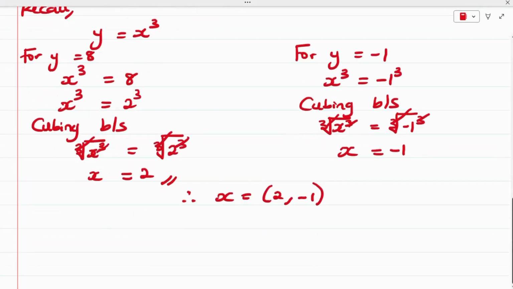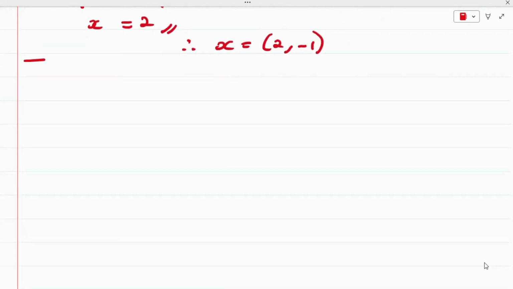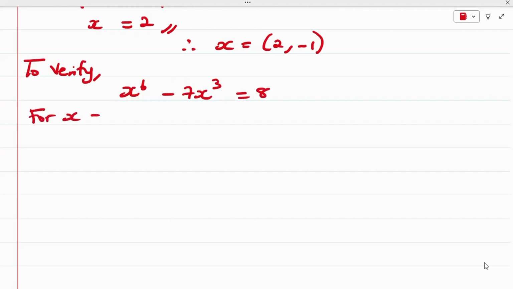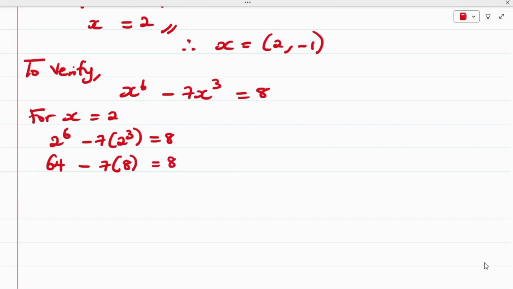So let's simply verify to show if our answer is actually correct. To verify, we have the expression x raised to the power of 6 minus 7x raised to the power of 3, and this is equal to 8. For x equals 2, we have 2 raised to the power of 6 minus 7 multiplied by 2 raised to the power of 3, equal to 8. 2 raised to the power of 6 is 64, minus 7 times 2 raised to the power of 3, which is 8. So we have 64 minus 7 multiplied by 8 is 56, and 64 minus 56 is 8, and this is equal to 8. So we say left hand side is equal to the right hand side.